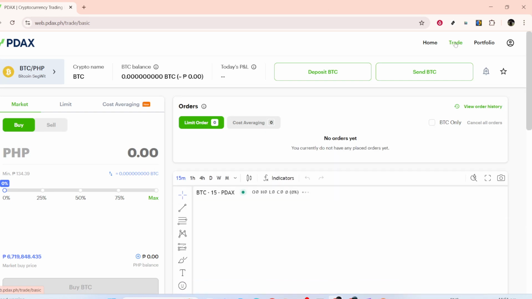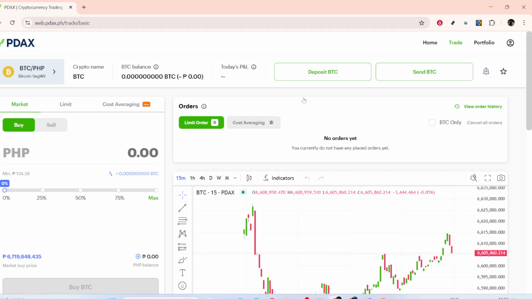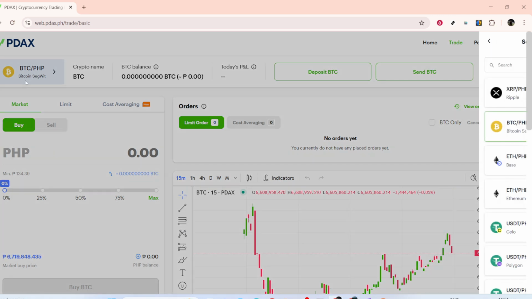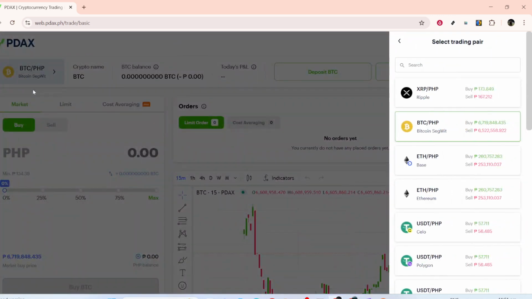Now, with the trade interface open, the next task is to choose your trading pair. The trading pair represents the two currencies you'll be trading between. Let's say you are interested in trading Bitcoin with Philippine pesos. In this case, you'd select the BTC-PHP trading pair. This selection is crucial as it tells the platform exactly what type of exchange you're interested in making.